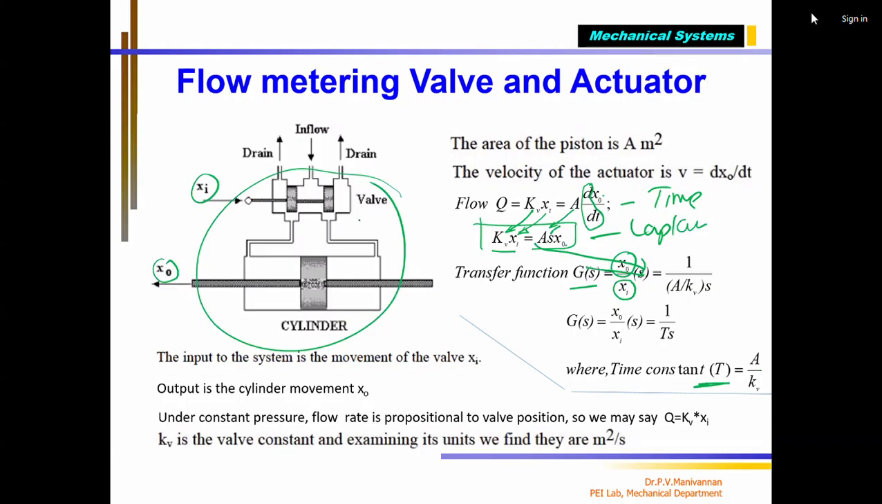Note down. The valve constant will be given by the manufacturer. If that is not given, then you can write the transfer function and you can find the time constant of the system also. Okay. So already told, the output of the power cylinder piston is called X naught. That is my output, and the constant pressure flow rate is proportional to valve position. So the velocity, correct, of the piston can be controlled. Okay, we see this one example, unit is meter per second. The valve constant will be given by the manufacturer.